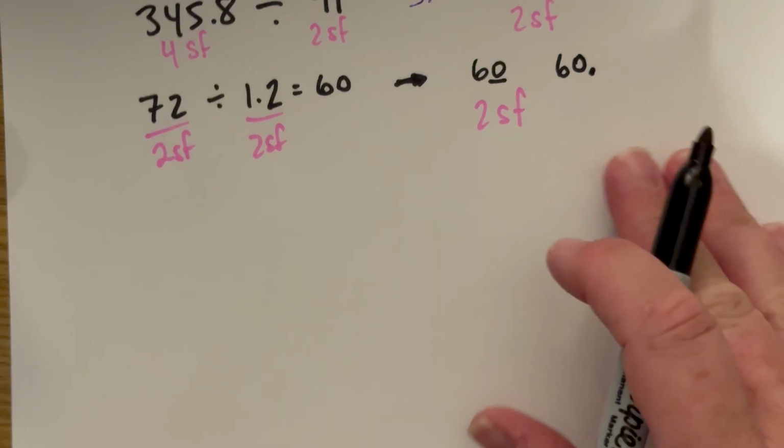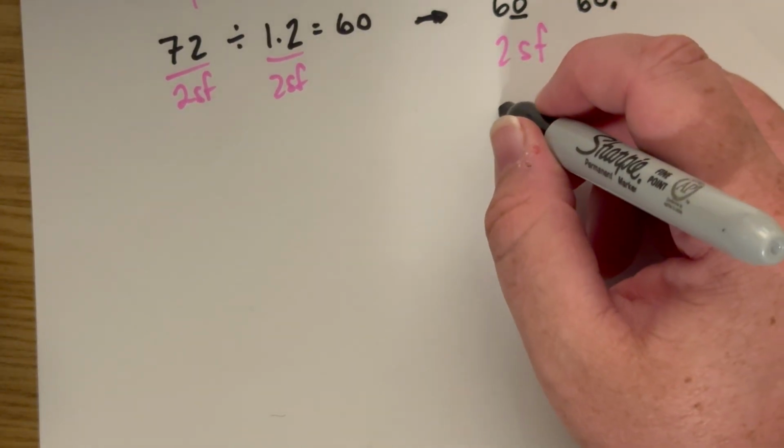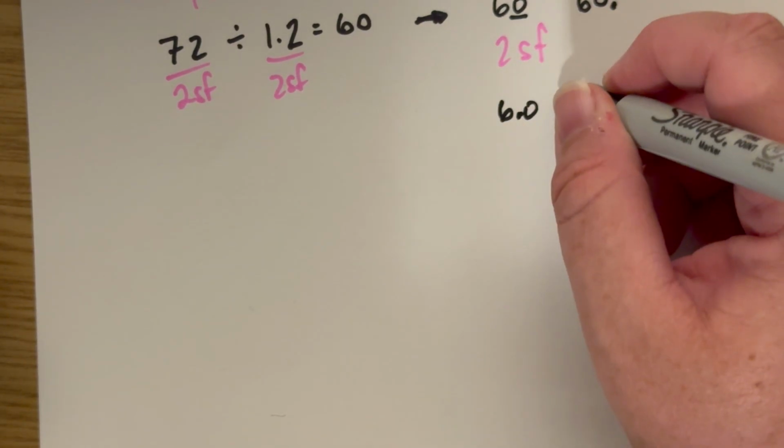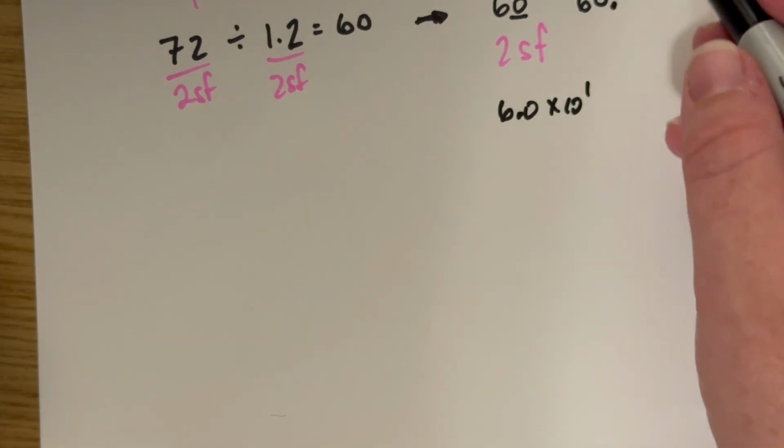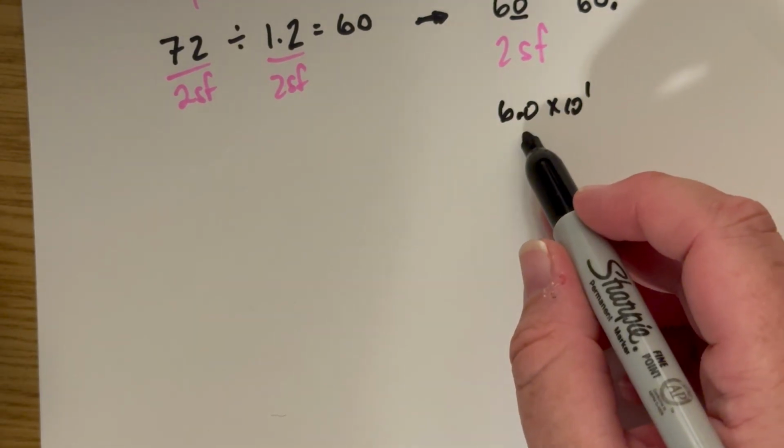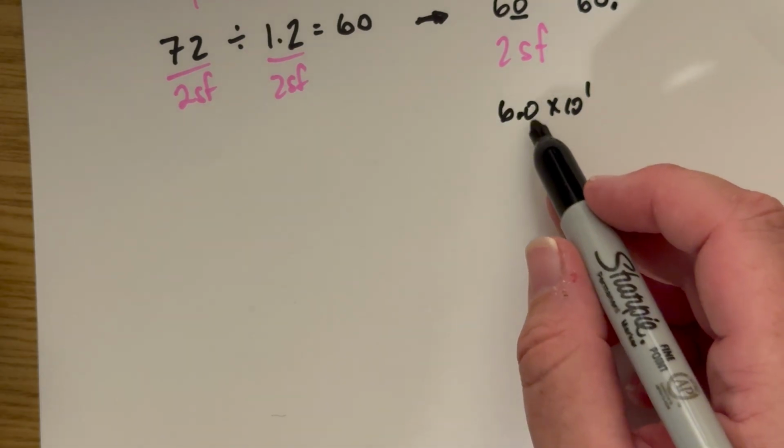The other way you could indicate it is by writing it in scientific notation. You could say 6.0 times 10 to the first, because anything that's written here is significant, so it would indicate that you've got 2 sig figs here.